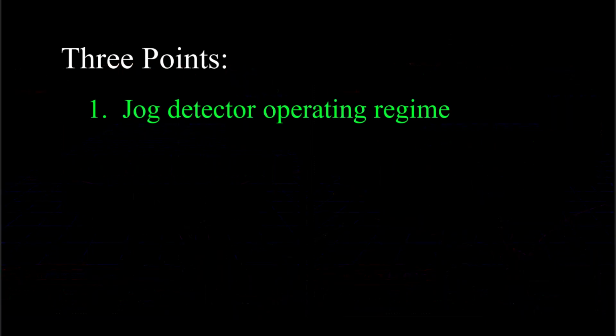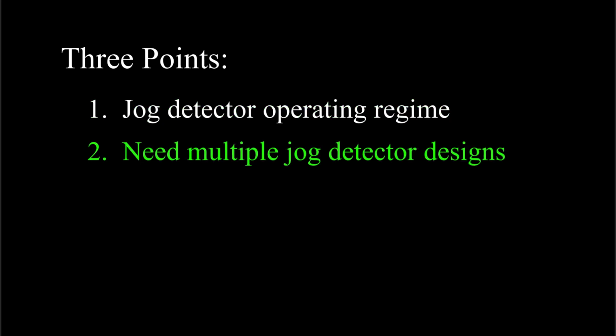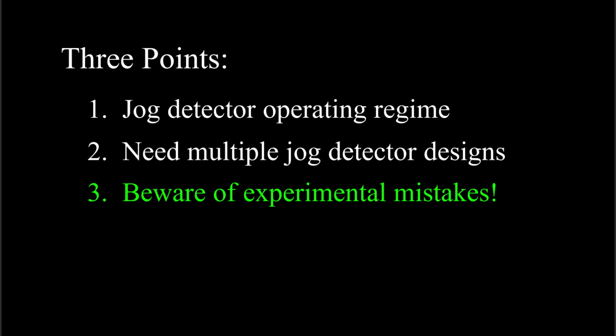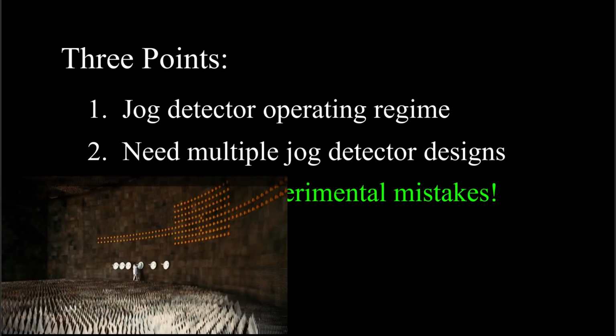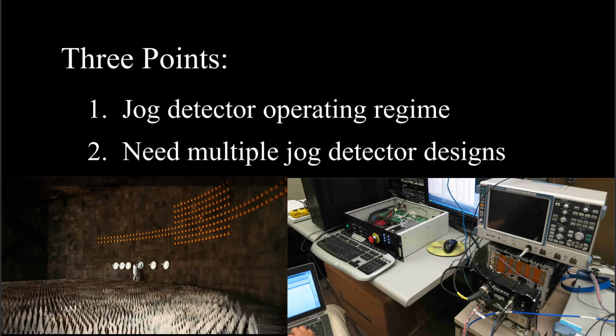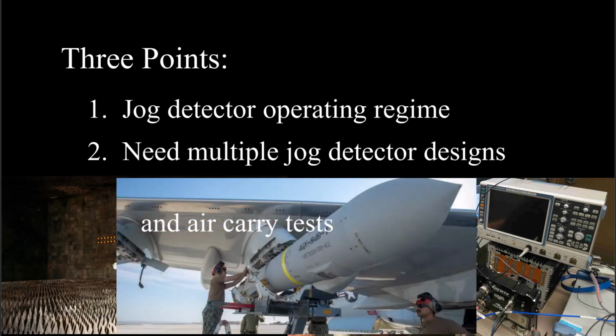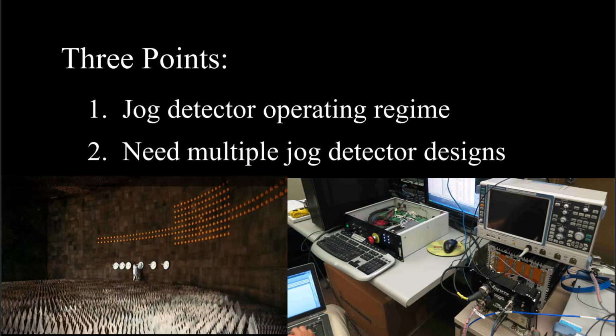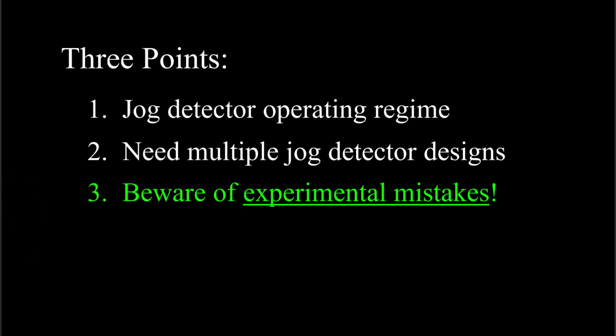Now, this video makes 3 points. Firstly, it introduces the idea of a jog detector operating regime. Key point. Secondly, the idea that different types of jog detector are required, each one for a different type of tests. And thirdly, that it is necessary to be very careful about how anechoic chamber tests and coaxial cable tests on a lab bench are designed and carried out, since it's very easy to make the worst kind of mistake, one that's difficult or practically impossible to detect. So here's the excerpt.